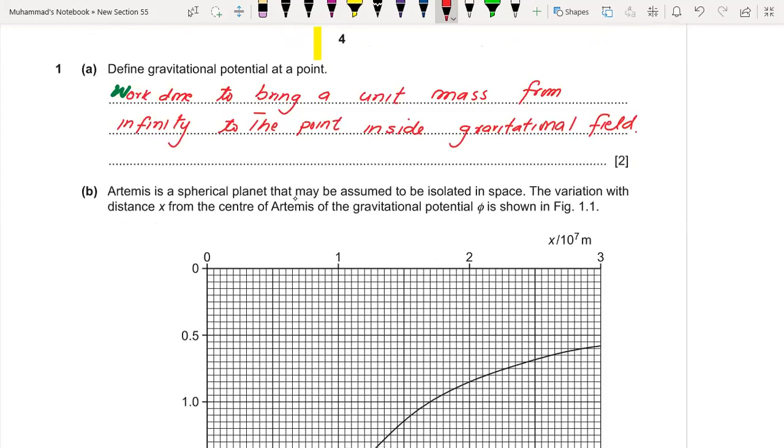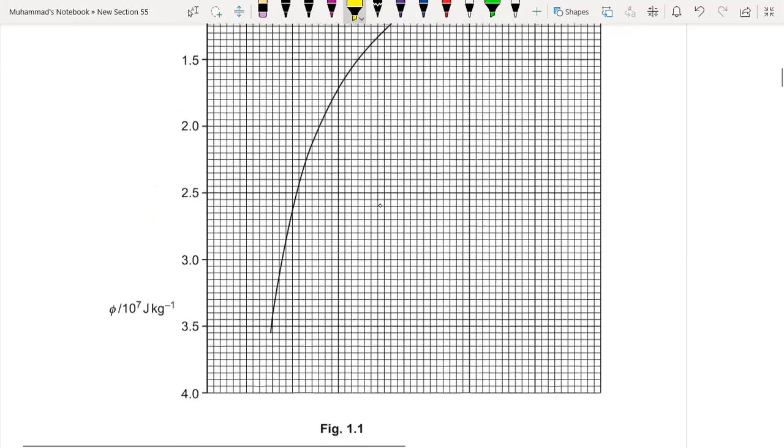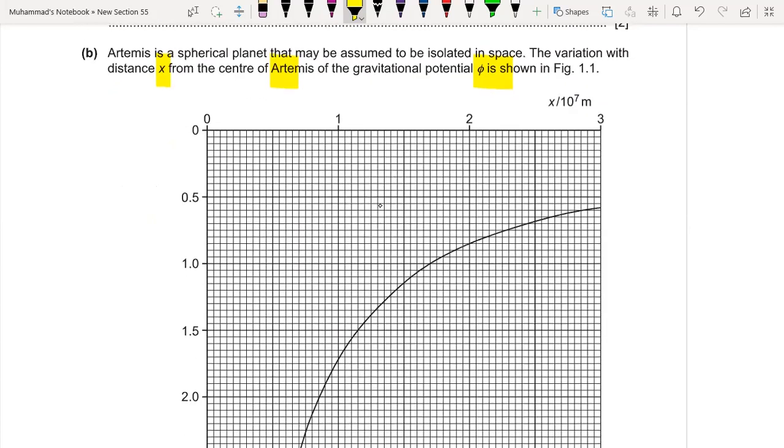Artemis is a spherical planet that may be assumed to be isolated in space. The variation with distance x from the center of Artemis of the gravitational potential is shown in this figure. So what is given to us? On the y-axis we have gravitational potential, and on the x-axis we have distance from the center of this planet.